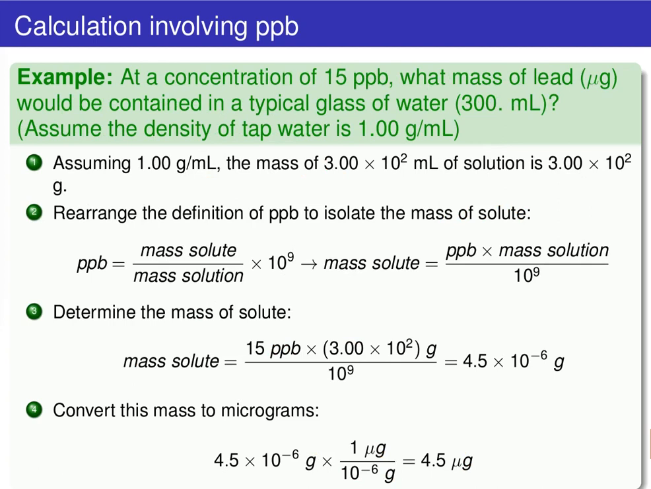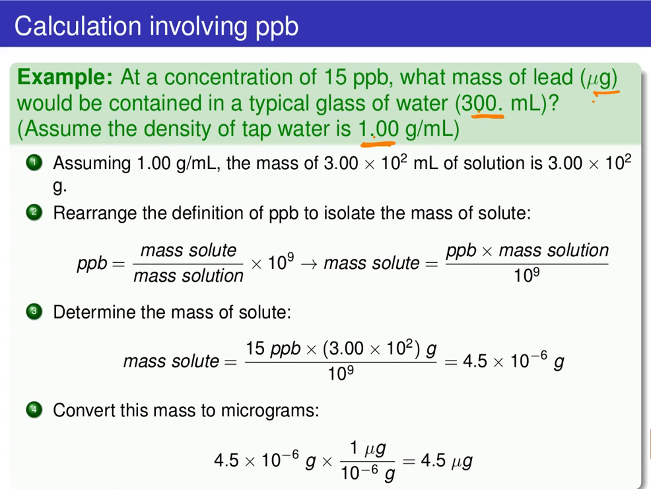Okay, so continuing this final example here, let's go ahead and take that 15 ppb concentration of lead and determine what mass of lead in micrograms would be contained in a glass of water. Let's assume that glass of water is 300 milliliters. And let's assume that the density of that tap water is 1.00 grams per milliliter.